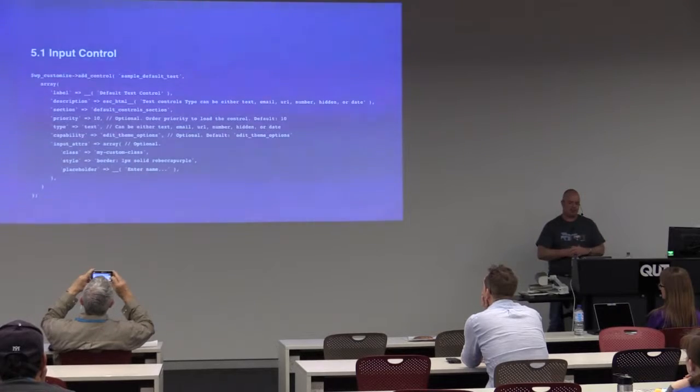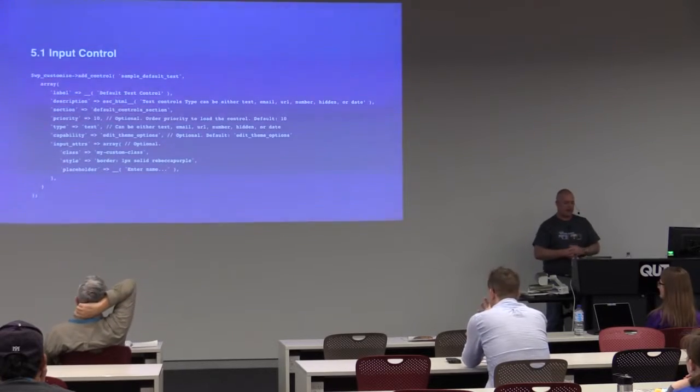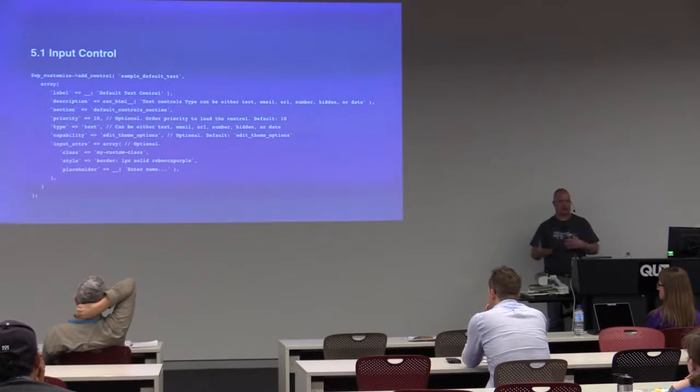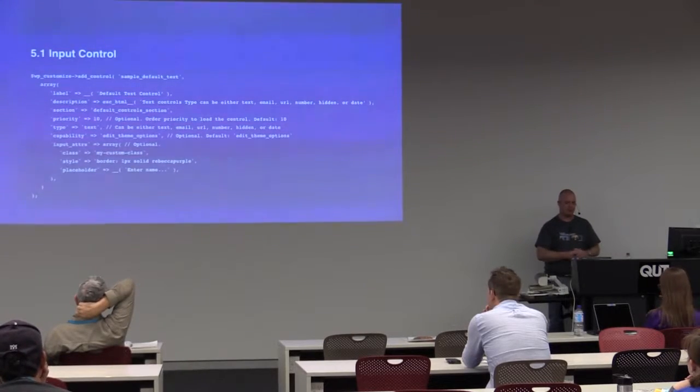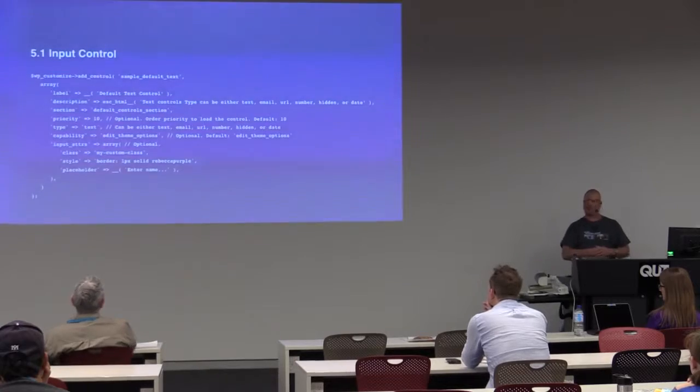The next half a dozen slides or so are fairly similar, so I'm going to go through them pretty quickly, just pointing out some of the differences. You call add control to basically create all your controls, so whether you're talking about a checkbox, a text area, or whatever. For the input control, so just your standard input field, the type can either be text, email, URL, number, hidden, or date. You can specify a label and description and which section it should be added to.